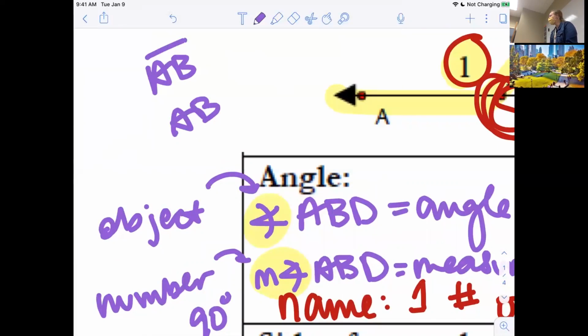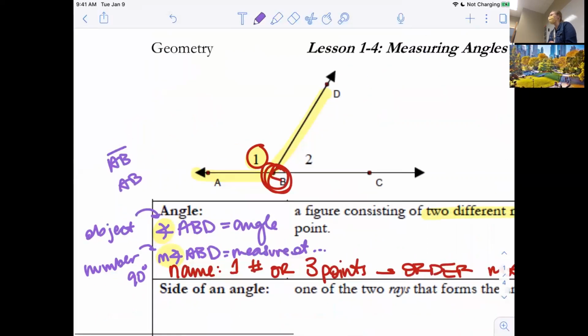It's just notation. Yep, I'm just showing you notation because you'll see that, and I want you to know it means it's a number, not the actual object. All right, let's keep going.